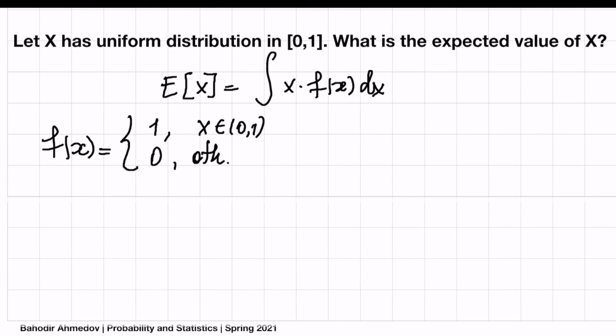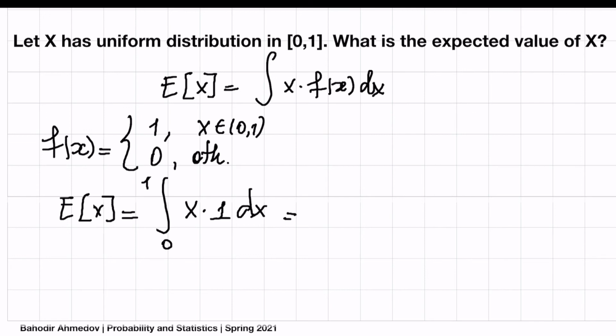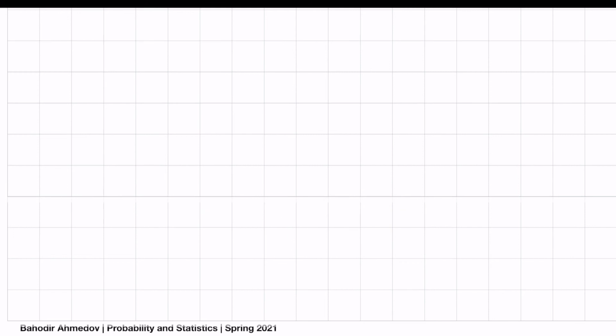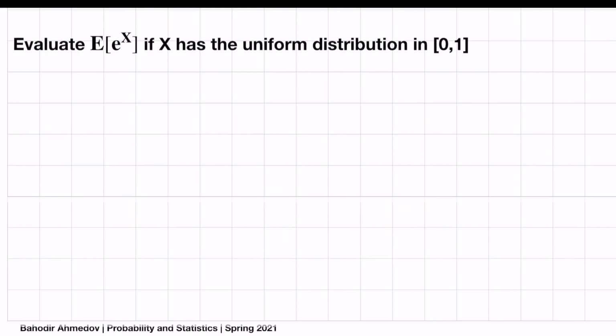So I'm just going to substitute this into the formula. The expected value of the x is going to be the integration of x times 1 dx from 0 to 1. The antiderivative of x is x squared over 2. We have to substitute 0 and 1. It's going to be 1 over 2. Okay? And it's kind of clear that if x has the uniform distribution between 0 and 1, then on average, its value is equal to 1 over 2. Let's do a couple more exercises.